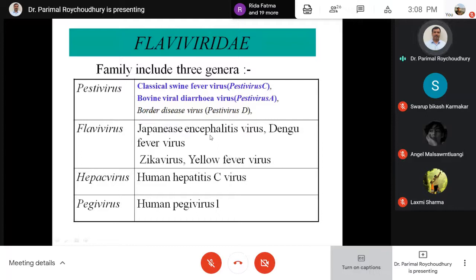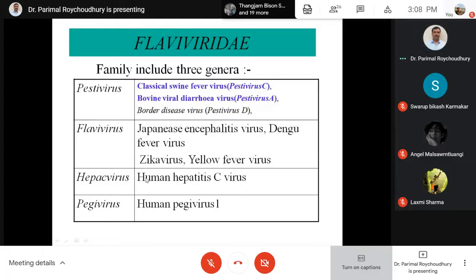So the pig, the wild bird heron, mosquitoes, and humans are the cycle in which Japanese encephalitis circulates. Similarly, for dengue, the Aedes mosquitoes transmit these infections under the Flaviviridae family.